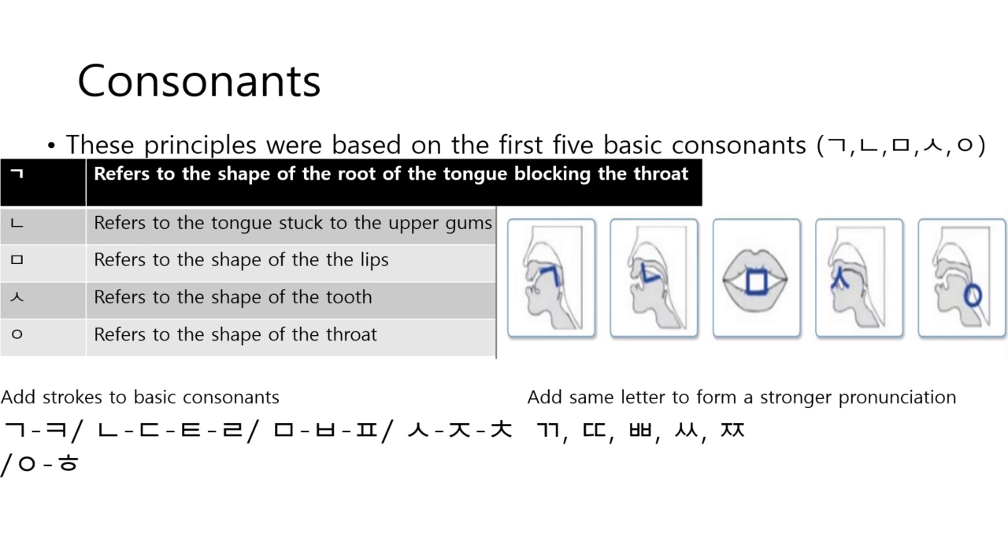In the last video, I talked about how consonants were made based on the shape of the vocal organs. These principles were applied to the first 5 basic consonants, which are 기역, 니은, 미음, 시옷, and 이응. First, 기역. This refers to the shape of the root of the tongue blocking the throat. This shows the example.